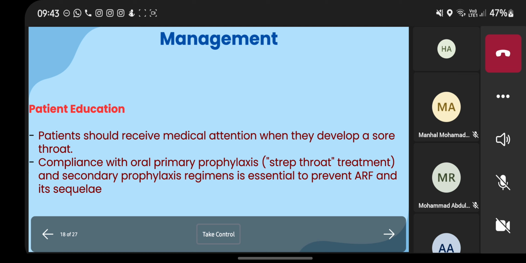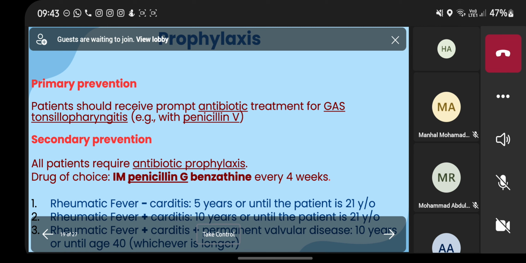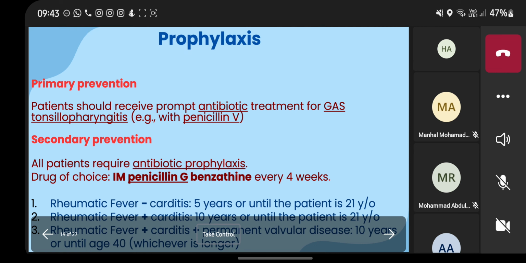And we have to give the patient with recurrent infections prophylaxis treatment. For the prophylaxis, we have two types, either primary or secondary. For the primary prophylactic prevention, we'll prescribe prompt antibiotics against group A strep, such as penicillin. As for the secondary prevention, we will give him any type of antibiotic that's against group A strep.